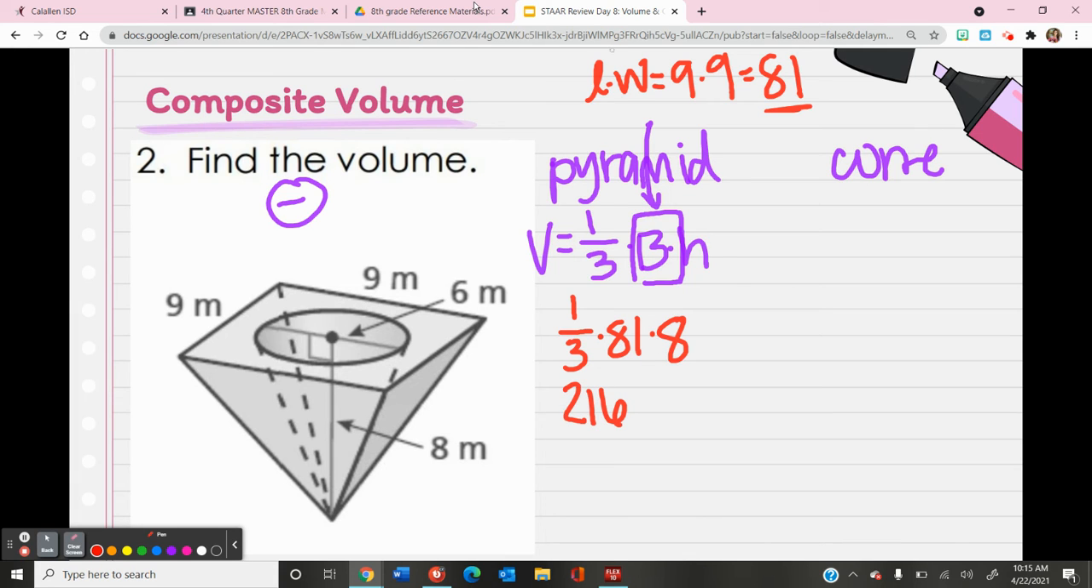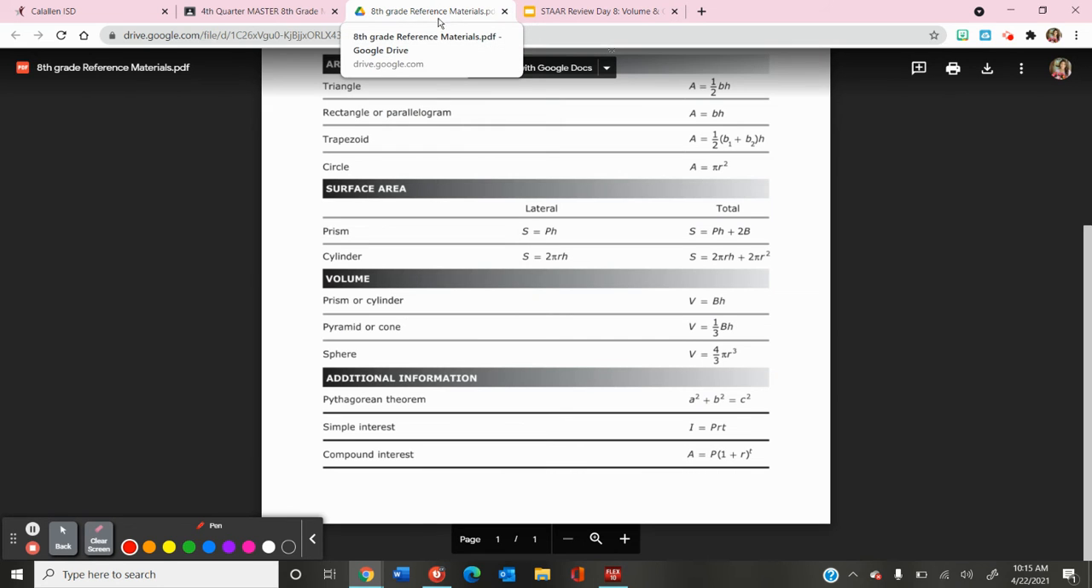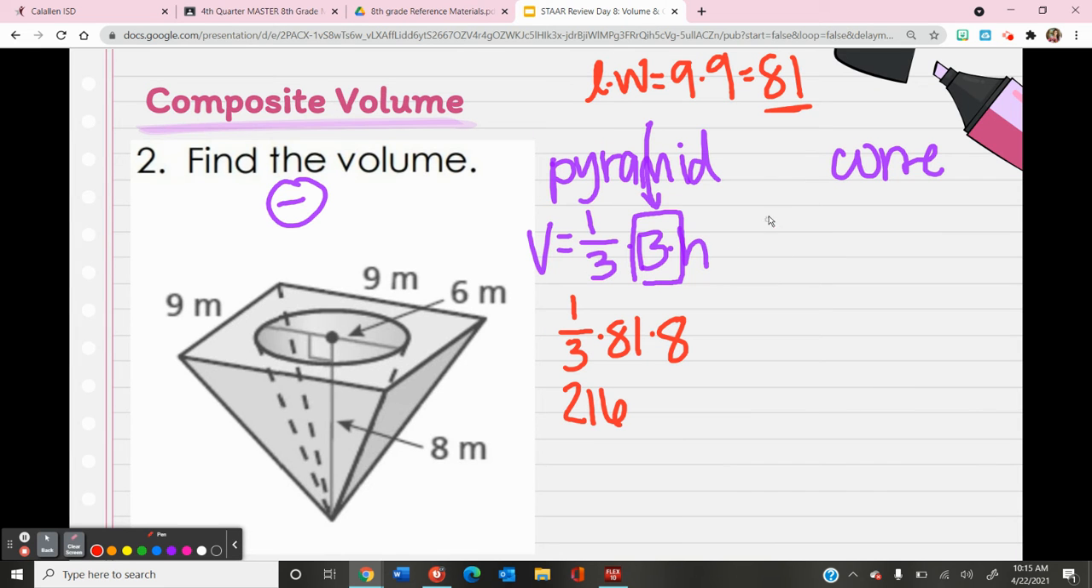Now I need to find the volume of a cone. We need to first start off by finding the formula for volume of a cone. It's going to be the same. It's V equals 1 over 3 times big B times little h. Now the only difference here is what your base shape is. On a cone, your base shape is going to be a circle. So you're going to find the area of your base a little bit differently.